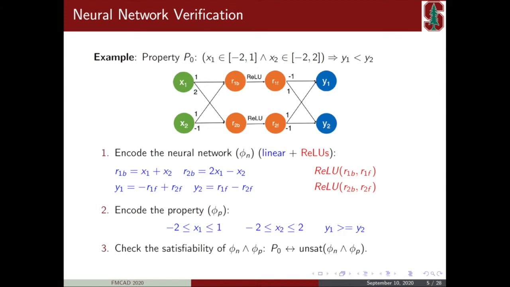Suppose this conjunction is satisfiable, meaning that we can find an input x1, x2, such that y1 is larger than y2. Then we have a counterexample to the original property, and the property doesn't hold.